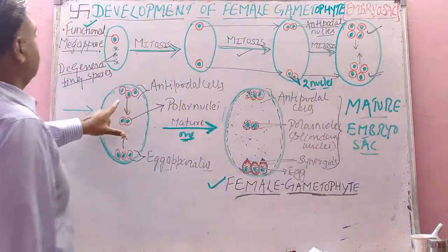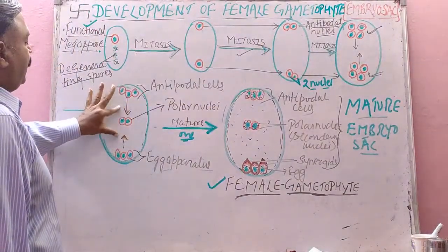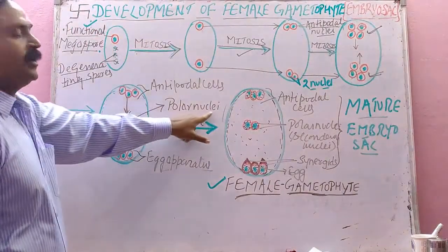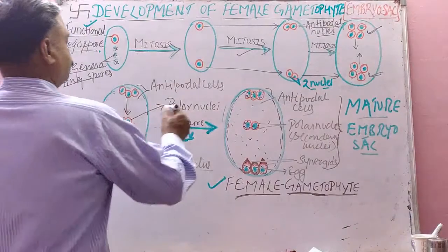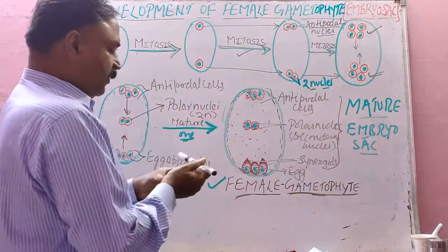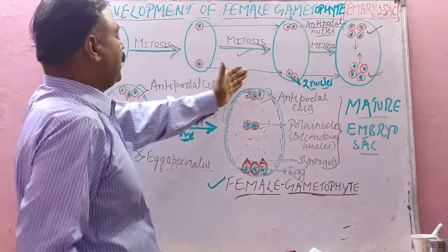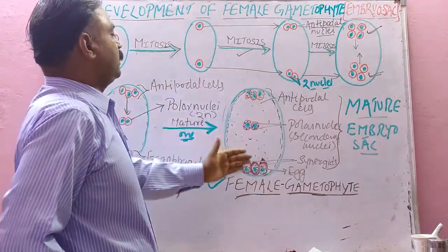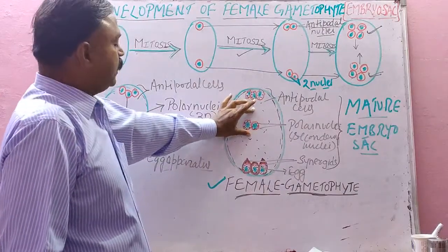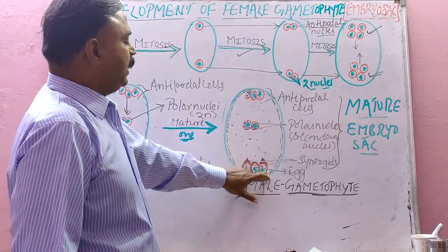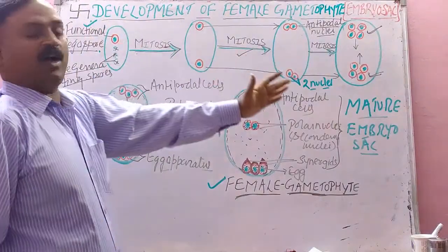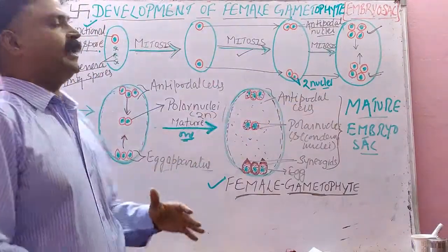Now what happens? One from each pole will migrate and fuse in the center. So that is called, because they migrate from the pole, polar nuclei. That is 2n. And ultimately when we observe a very beautiful large female gametophyte, well developed antipodal cells, polar nuclei or secondary nuclei in center, and synergids with egg called egg apparatus. So all these are the stages of development of female gametophyte, student.